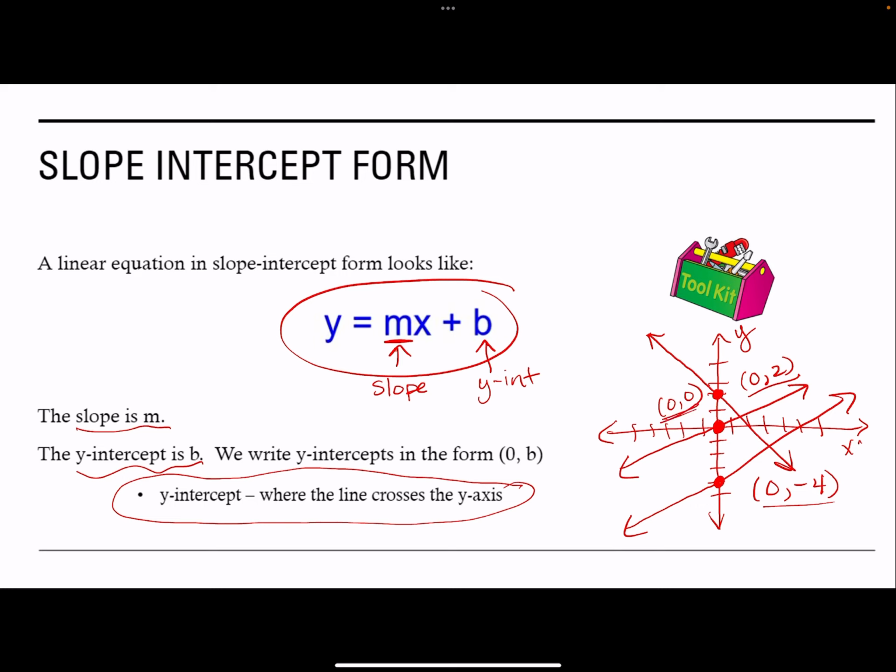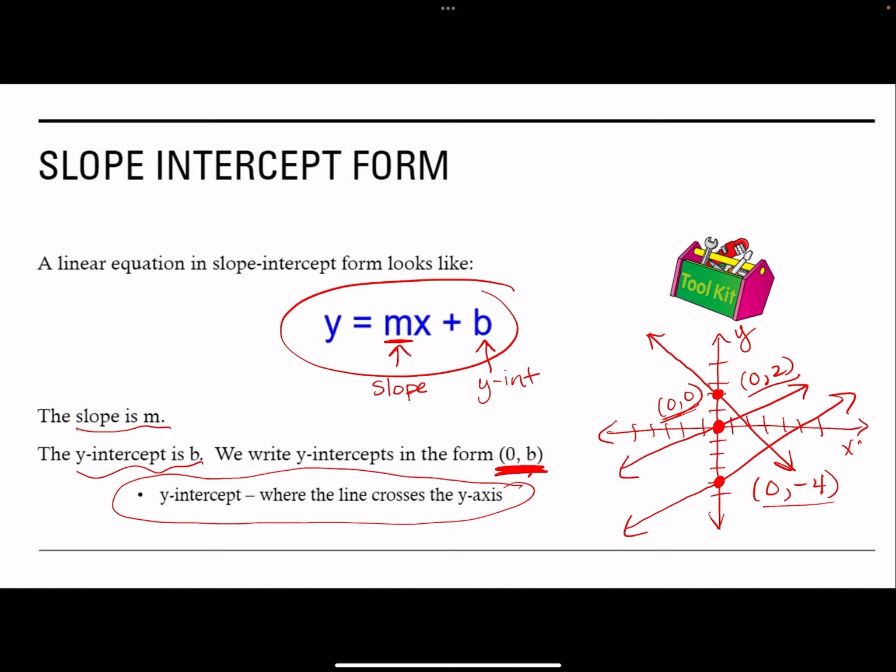You're going to notice that in all three of these y-intercepts, where the line crosses the y-axis, it's always 0, a number: 0, 0, 0, 2, 0, -4. Because if the line is on the y-axis, the x value has to be 0. On the y-axis, we move to the left or right 0, right?